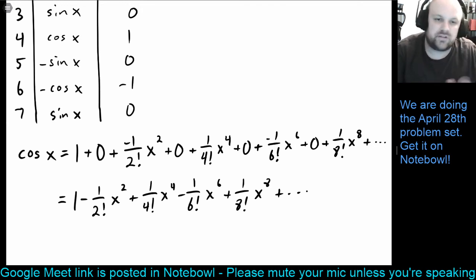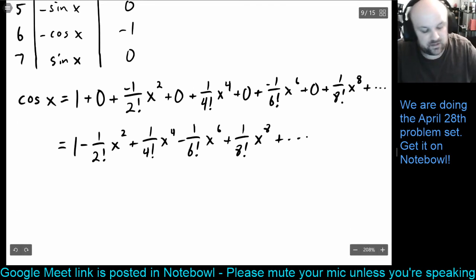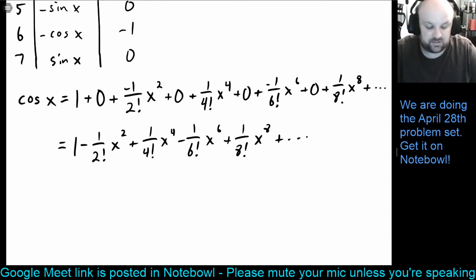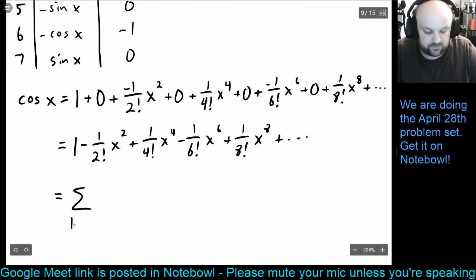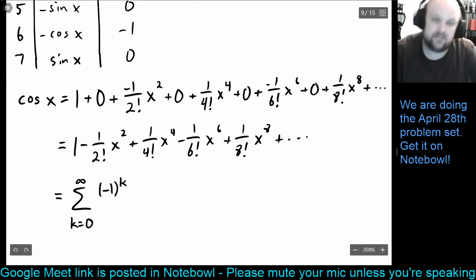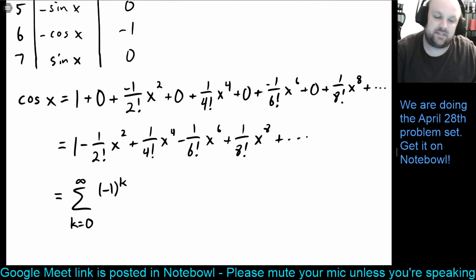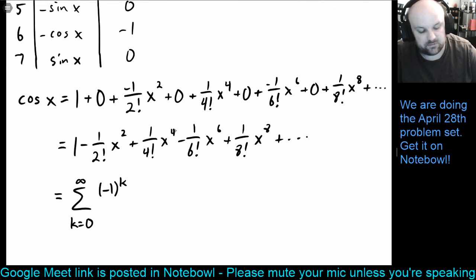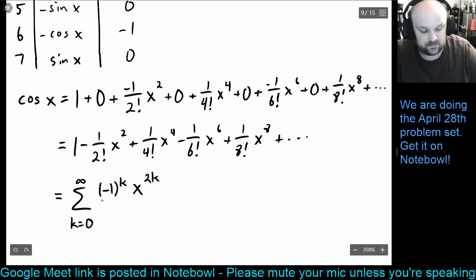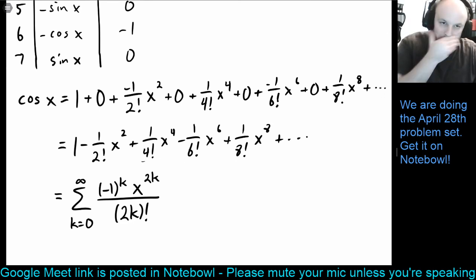And now you can start to try and find a pattern in here. So here, all of these are even powers, and it's an alternating series that starts with the positive term. So if we start this at k equals 0, we're going to get negative 1 to the k, right? Because that'll alternate plus minus plus minus. Here, the powers are always 2 times 0, 2 times 1, 2 times 2, 2 times 3. So this is x to the 2k. And it's going to be over 2k factorial, because this number and the number in the factorial always match.